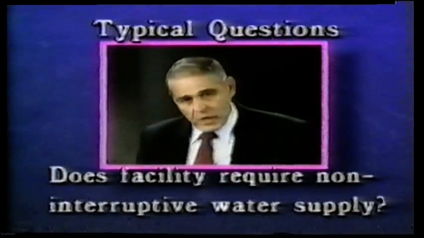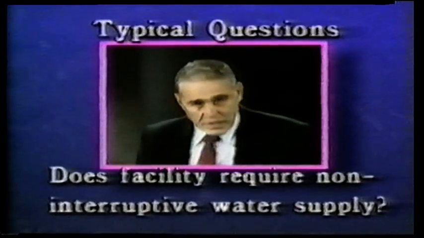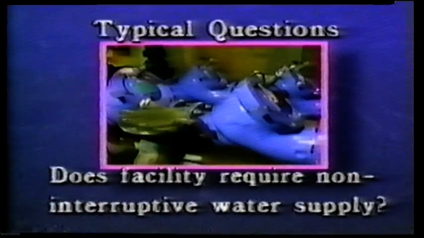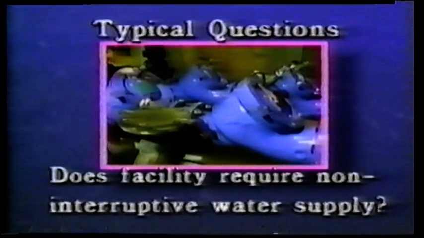Does the facility require a non-interruptive water supply? This is extremely important. If the facility has the need of a constant water supply, such as a hospital, then the survey team must take note. This type of facility will require the installation of parallel or dual backflow preventers as containment assemblies. In the course of the interview, the survey team must establish if a containment assembly is already installed. Make certain the responsible person knows what containment means.